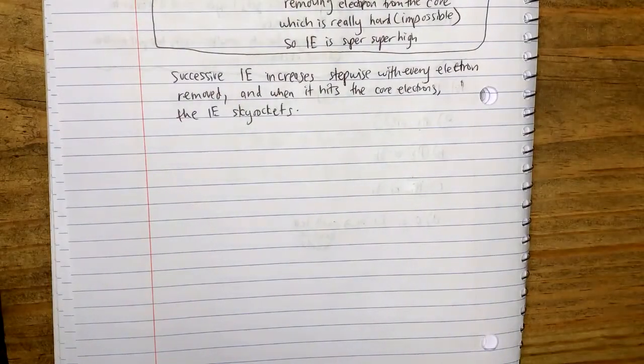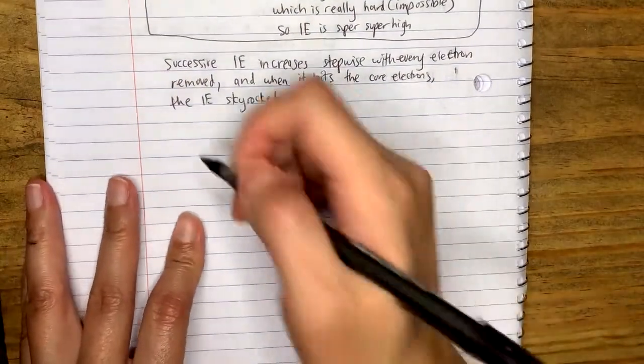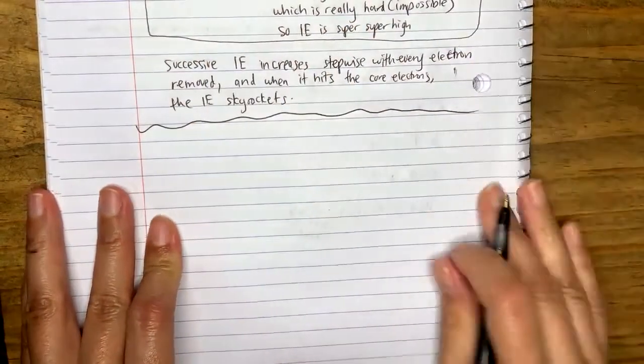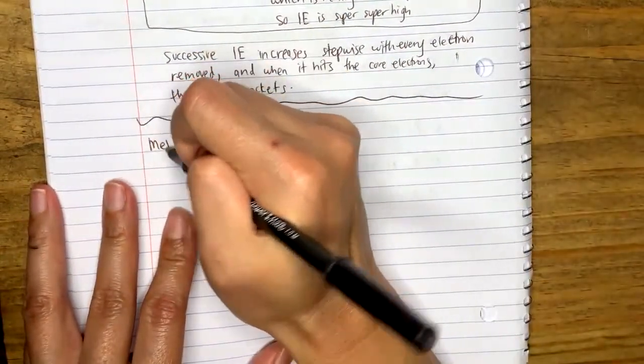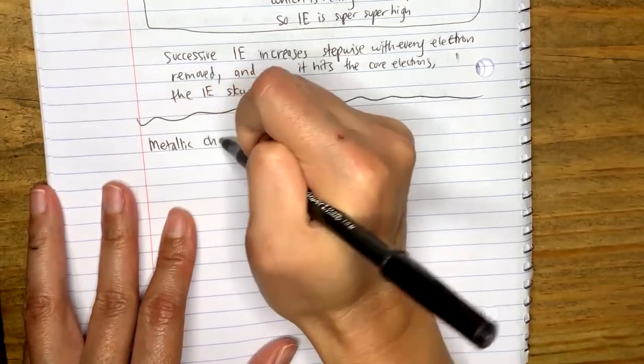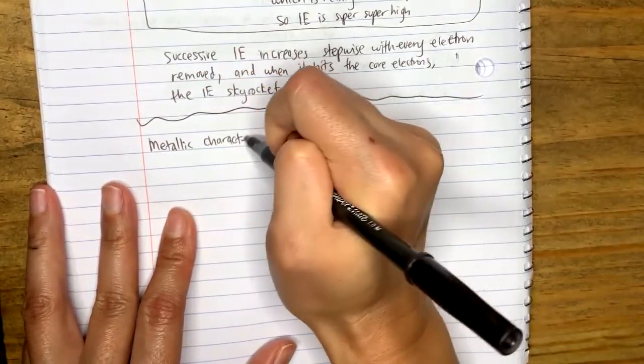I'll use electronegativity instead. So the trend after that I want to talk about is metallic character. Well, that one's easy. Which side of the periodic table is more metallic?